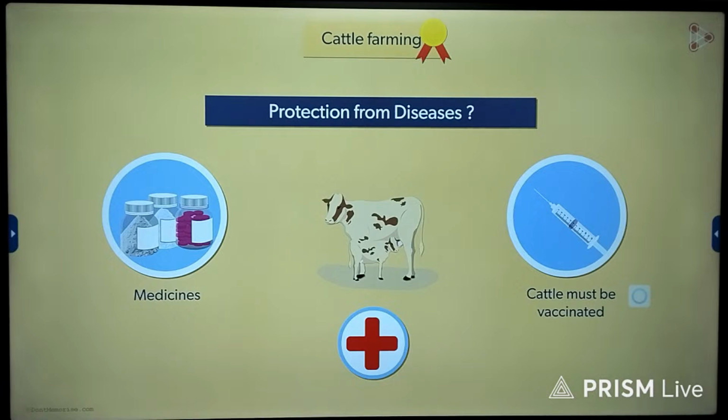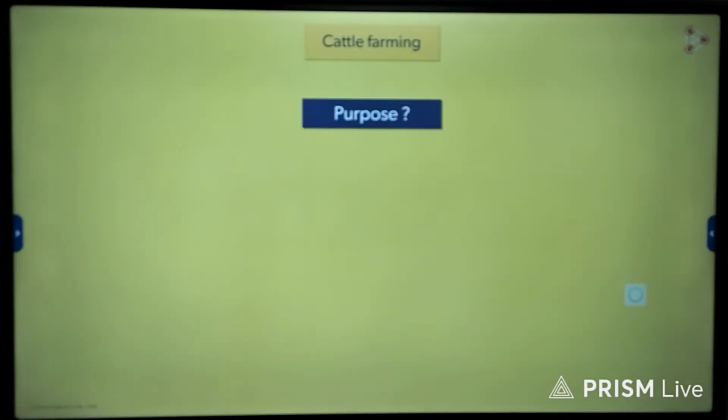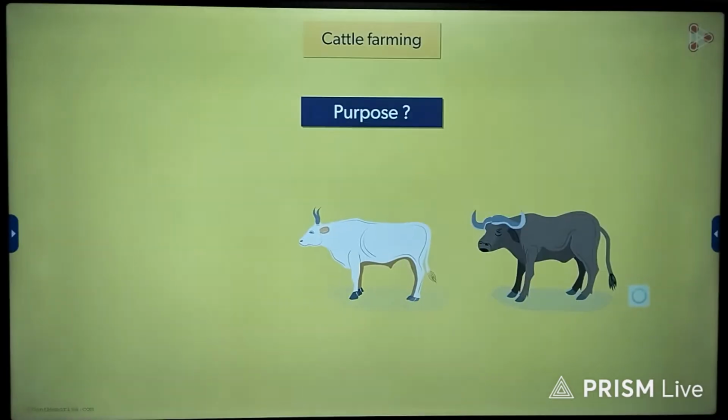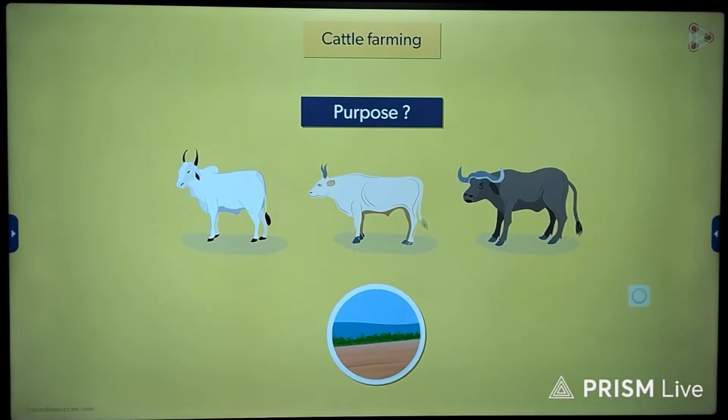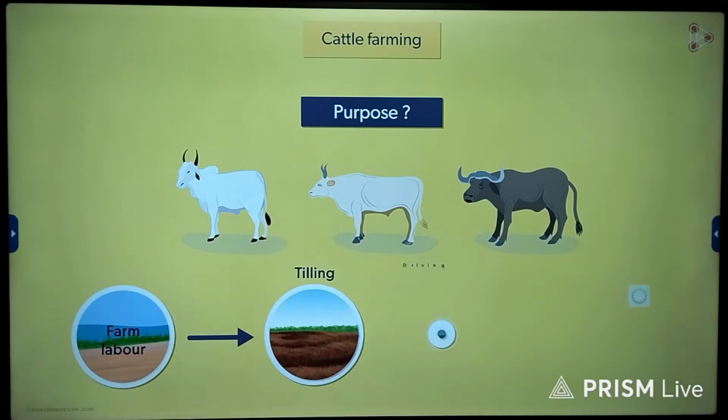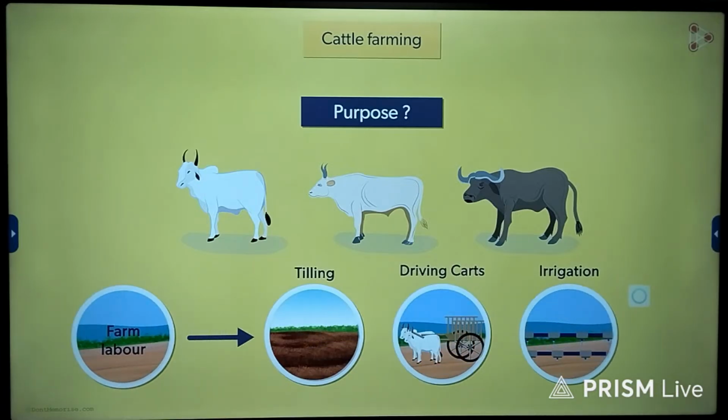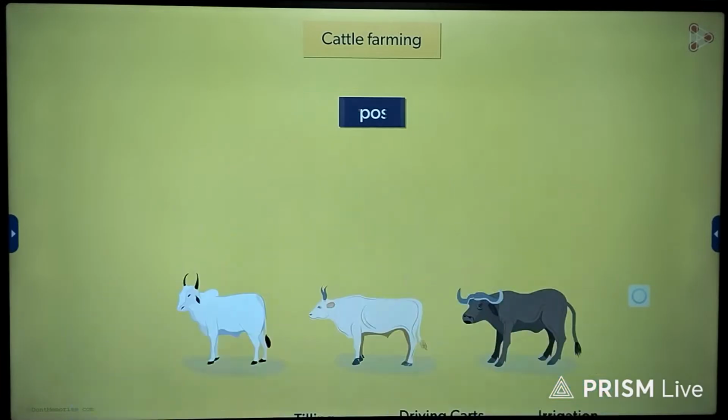Cattle farming does serve the purpose then. What other purpose does cattle farming serve? Cattle, as we know, are used as draft animals. Bullocks, oxen, and bulls are used for farm labor. What work do cattle do on the farms? They are used for tilling, for driving carts, and for irrigation as well.